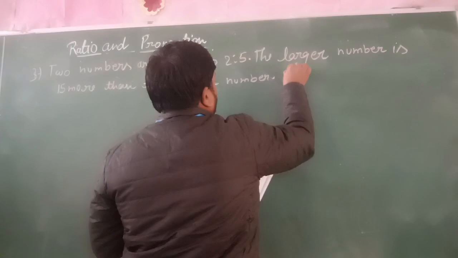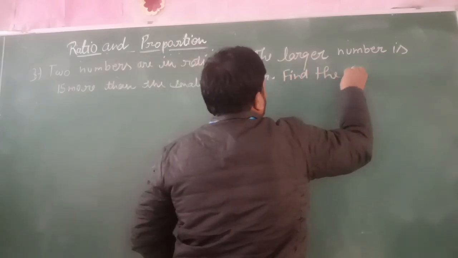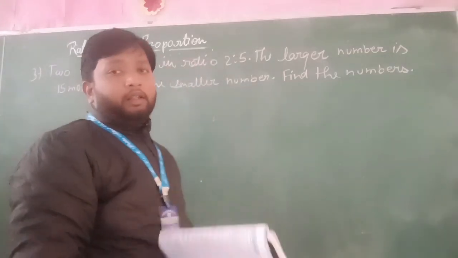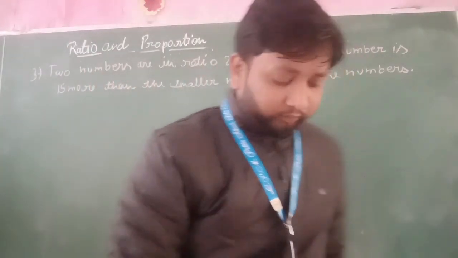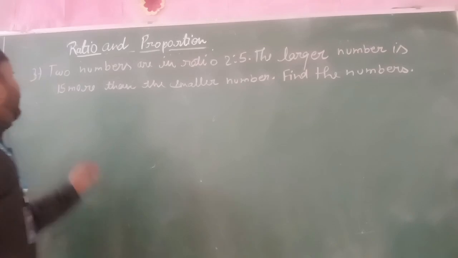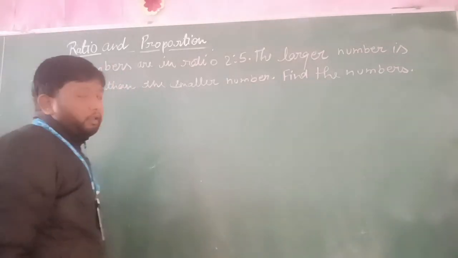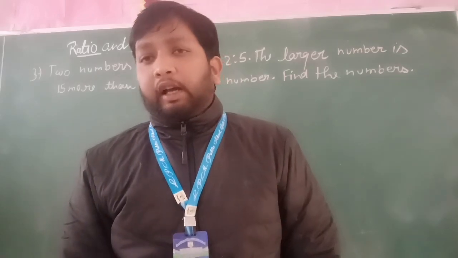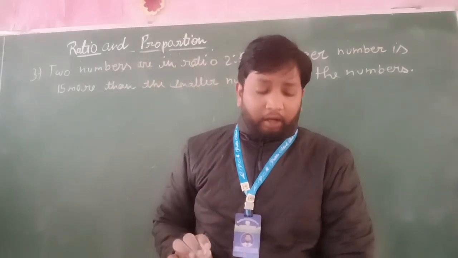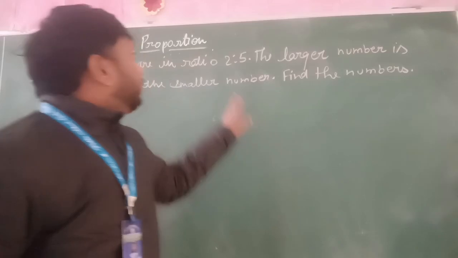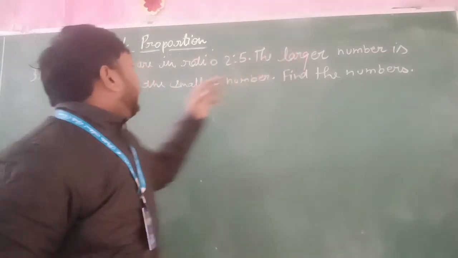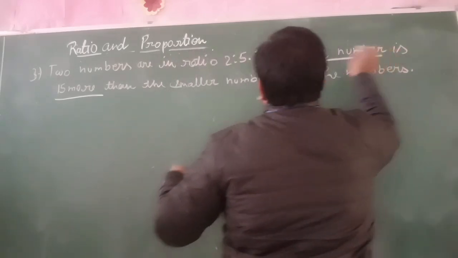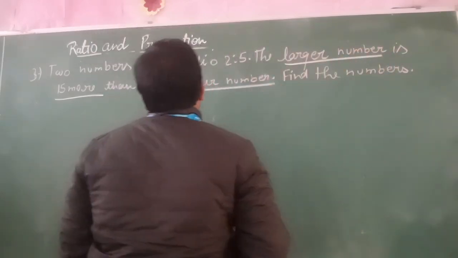Find the numbers. So here the question is: given that two numbers are in ratio. We have given two numbers and the quantity of the numbers is not given. The ratio of the numbers is 2:5. The larger number is 15 more than the smaller number.